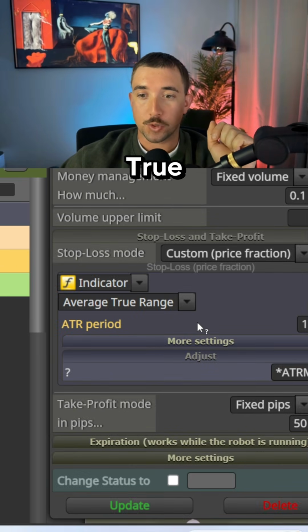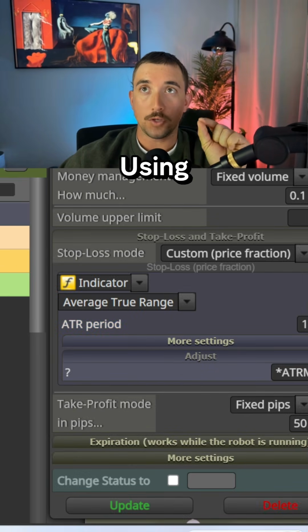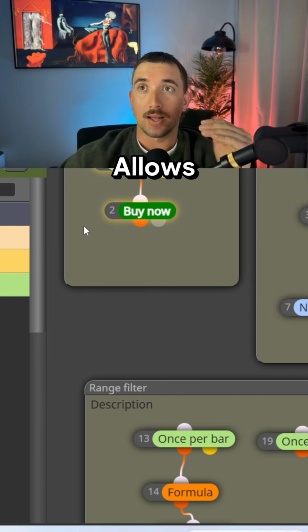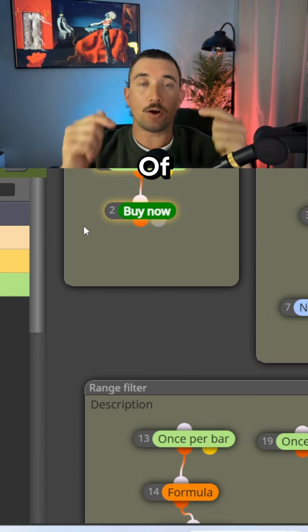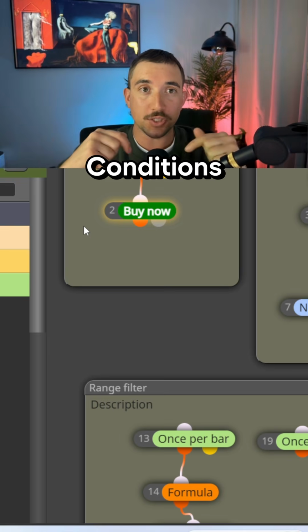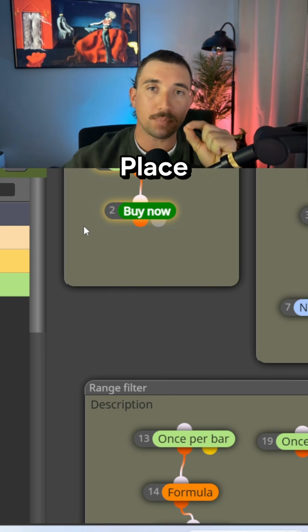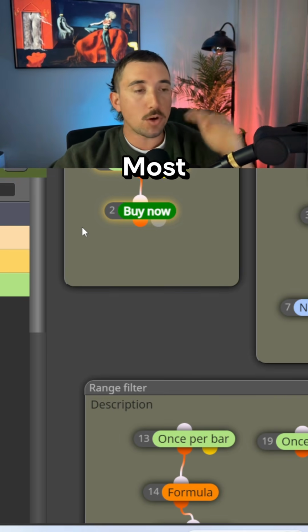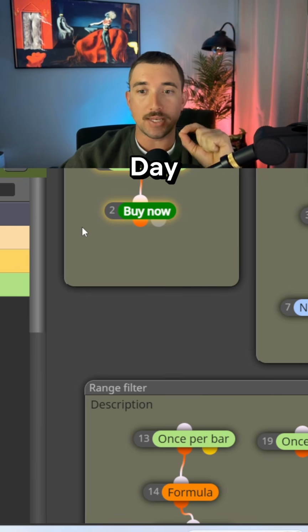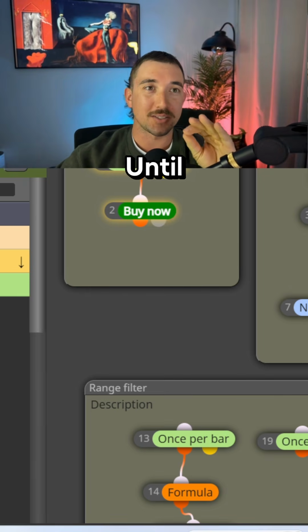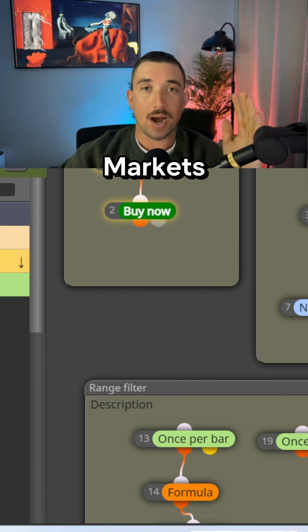Using an average true range indicator while also using a multiplier of that allows you to measure the volatility of today's market conditions, allowing you to have the best placed stop loss that makes the most sense for the volatility of the day. You don't know how crucial that is until something like COVID happens and the markets go crazy.